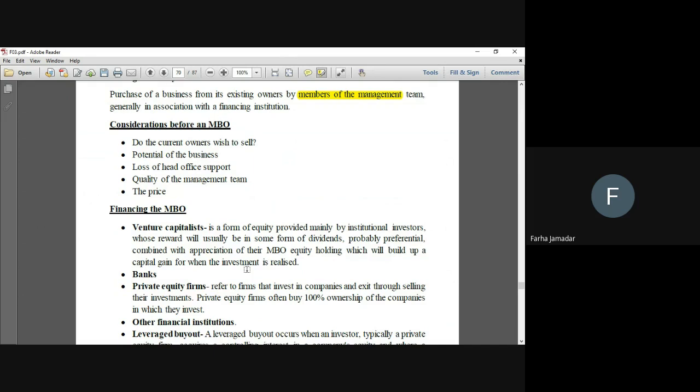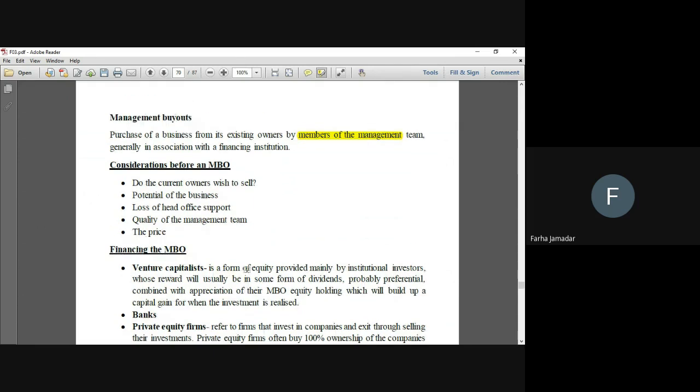Is this if we decide to buy shares from specific people? Sorry, is this if we decide to bring back the shares? So buy it back, take it back. Management buyouts. Yeah, can you explain that again?